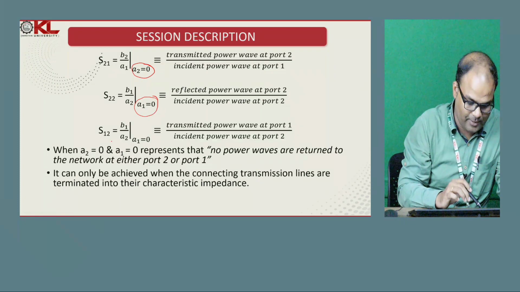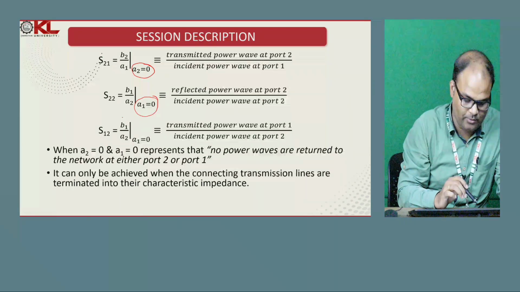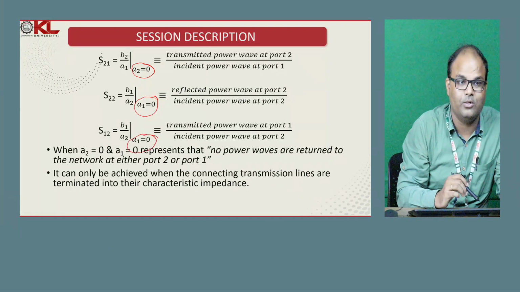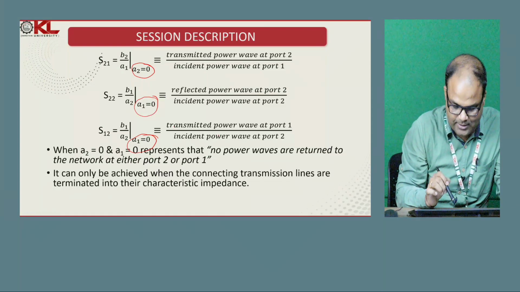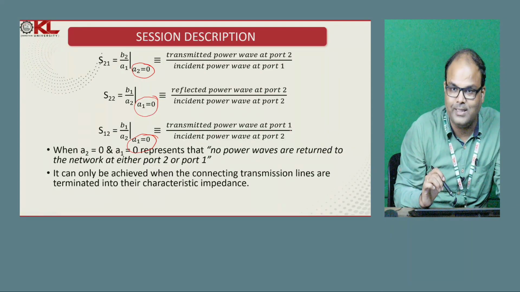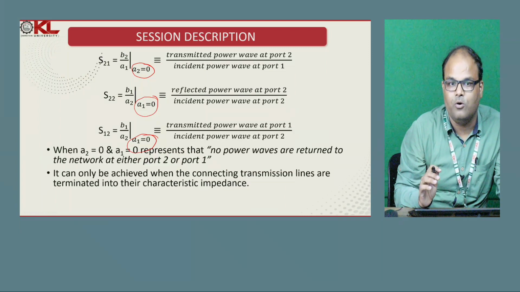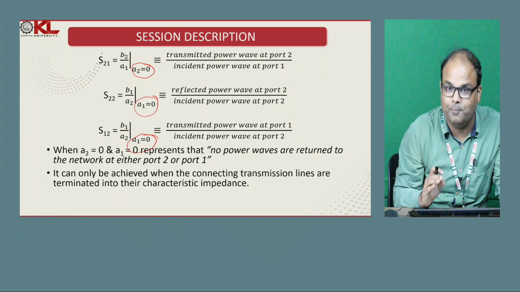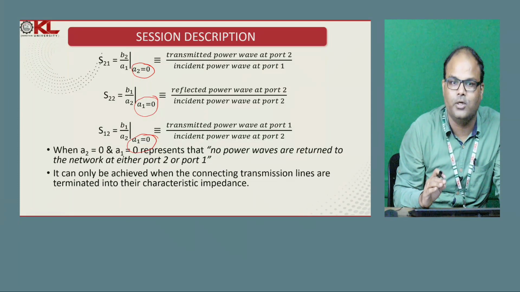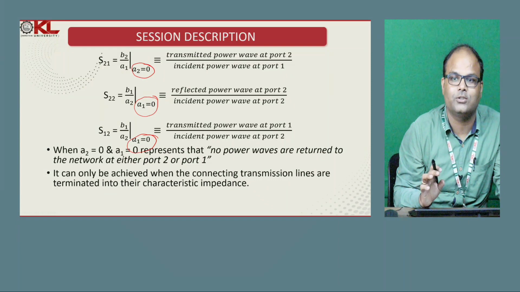For S12, it is B1 by A2 with A1 equal to 0, and it is the transmitted power wave at port 1 by the incident power wave at port 2. A2 equal to 0 and A1 equal to 0 represent that no power waves are returned to the network at either port 2 or port 1. This can only be achieved when the connecting transmission lines are terminated in their characteristic impedance.